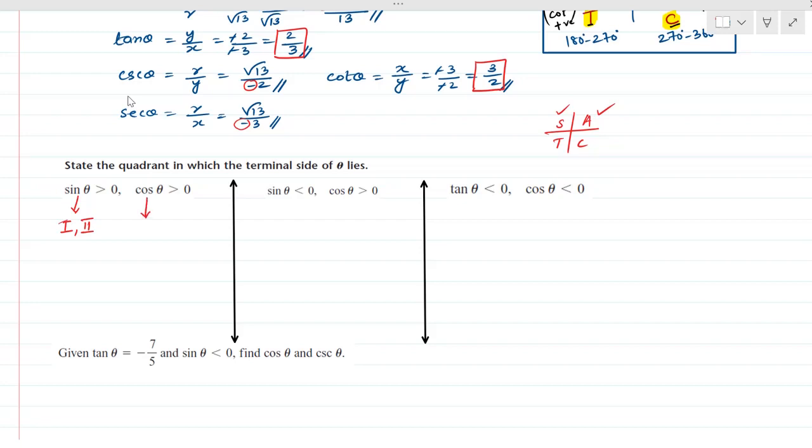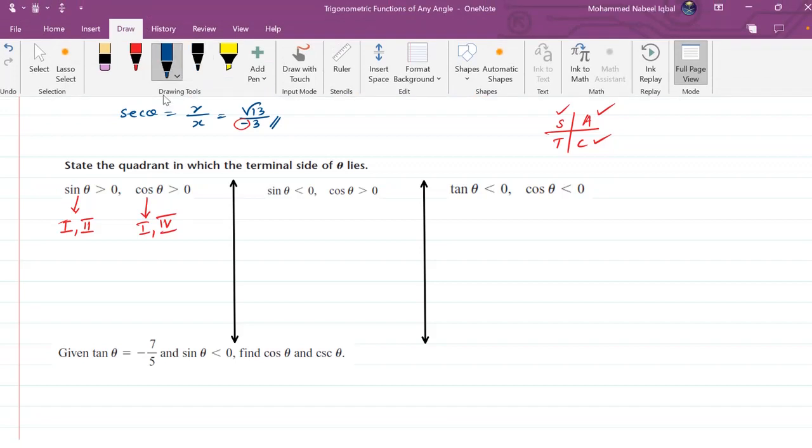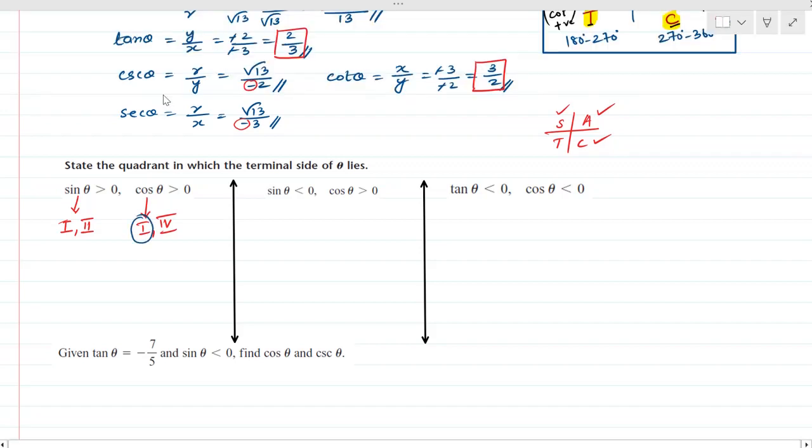Here, cosine positive is the first quadrant, which is positive in all, and the fourth quadrant. What is the common thing? So here the common one is quadrant 1. So theta lies in the first quadrant. First quadrant. That's it.